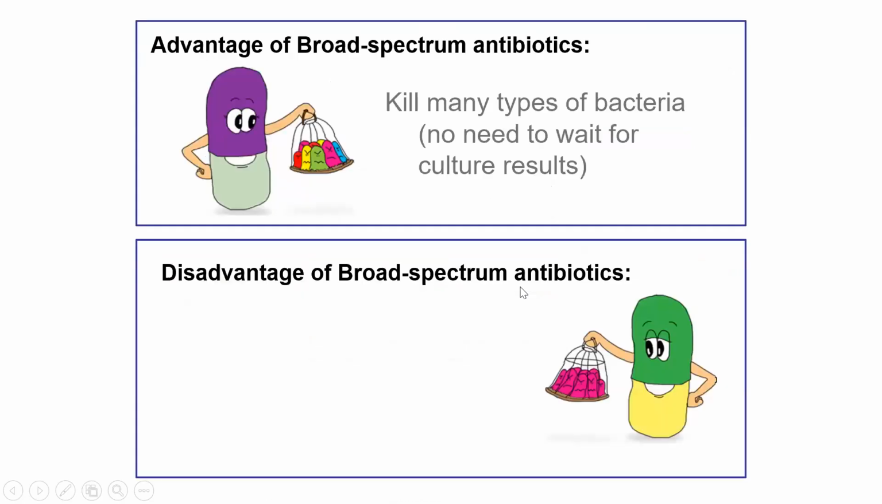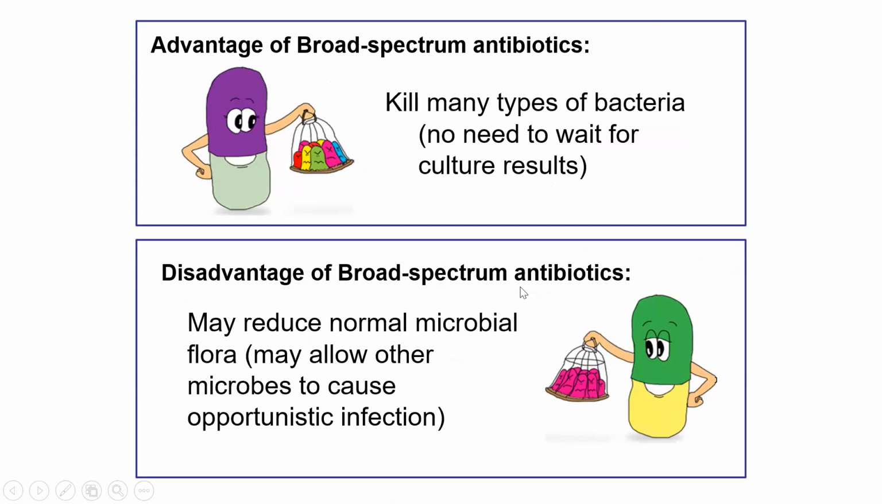I've got a slide about this. Advantages: kill many types, no need to wait for culture results. Like I said, sometimes the first treatment didn't really work very well. Disadvantage is the effects it might have on your microbial flora. Have anything else there? Yeah, and in many cases you're looking at opportunistic infections as a side effect of that kind of thing.